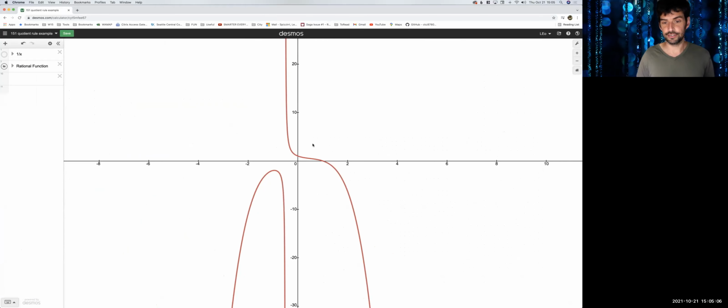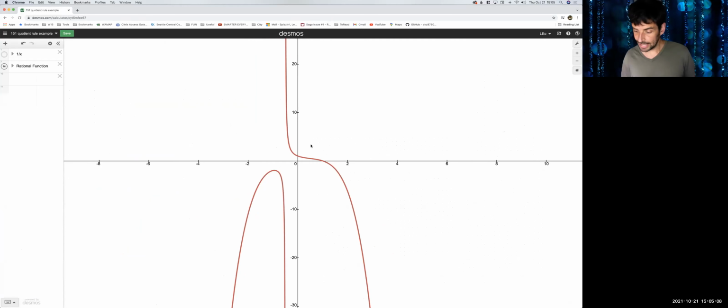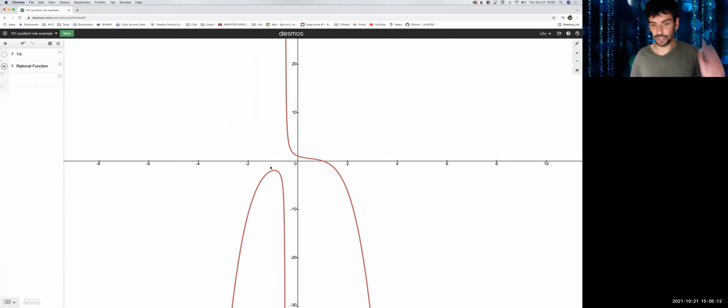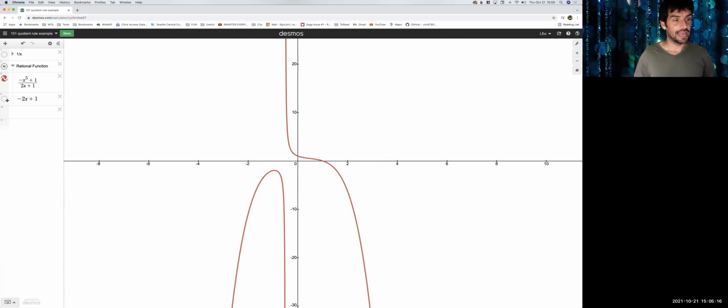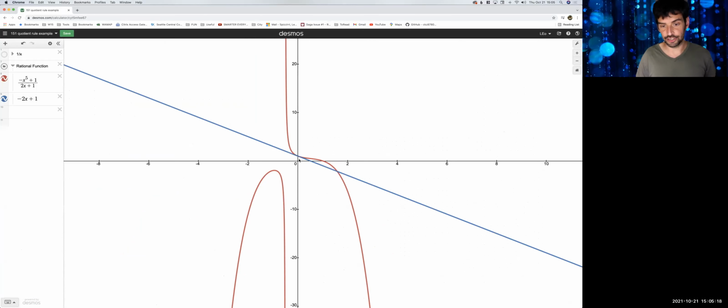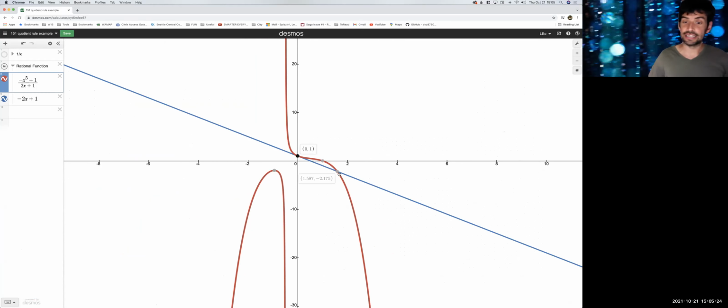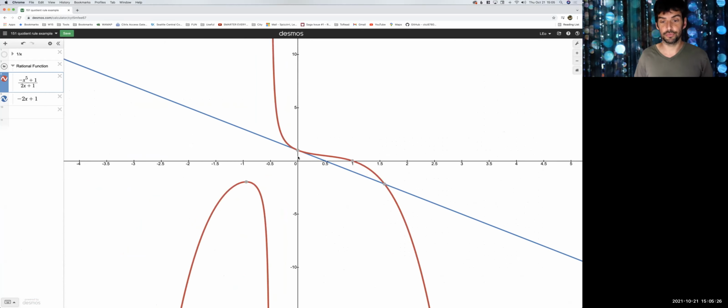So here is the graph of k of x, that -x to the 5th plus 1 over 2x plus 1. Notice it's got an asymptote at -1/2. And here's that tangent line, right? Hitting right at 0, 1. Notice this is a good example of where the tangent line can intersect more than one place.